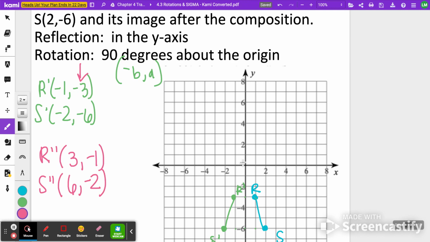So that's a little bit easier now because now it's easier to see where those points should go and how to graph them. 3, -1 is going to represent our R double prime, and 6, -2 represents S double prime. So there's our 90-degree rotation about the origin.